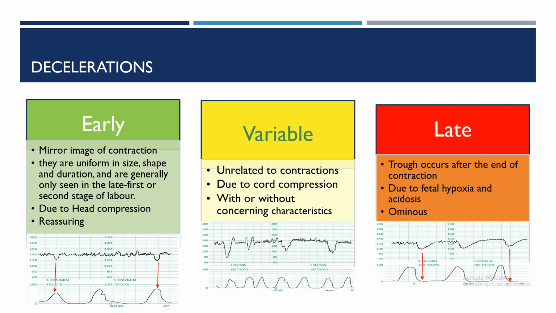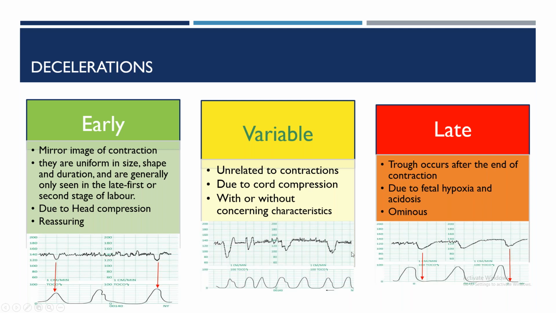How many decelerations should be present? The early deceleration is always reassuring. Remember well. Now the next thing is variable decelerations. So variable decelerations are unrelated to contractions. They occur due to cord compression, and these variable decelerations can be either with concerning characteristics or without concerning characteristics. So we will see in the next slide what these concerning characteristics are.